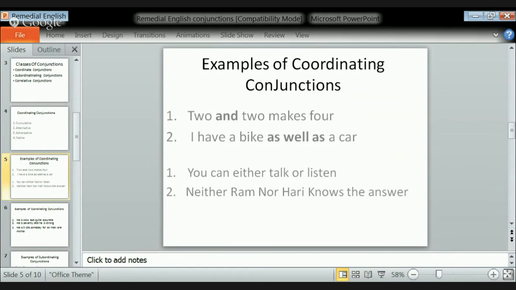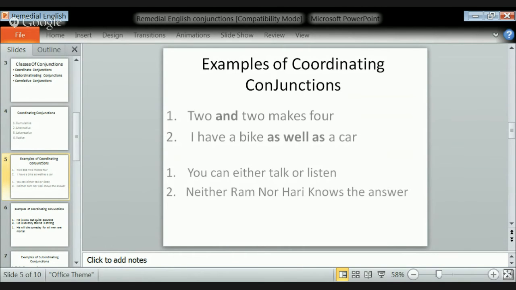Next is: neither Ram nor Hari knows the answer. Beautiful. So it's a negative example. Neither Ram knows it nor Hari knows it. So that has again an alternative. Both are saying neither, nor. So next thing is about the examples of coordinating conjunctions.